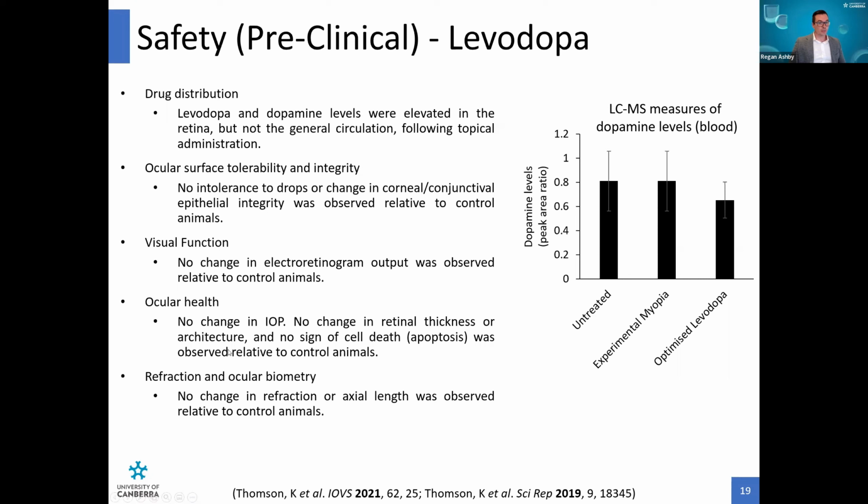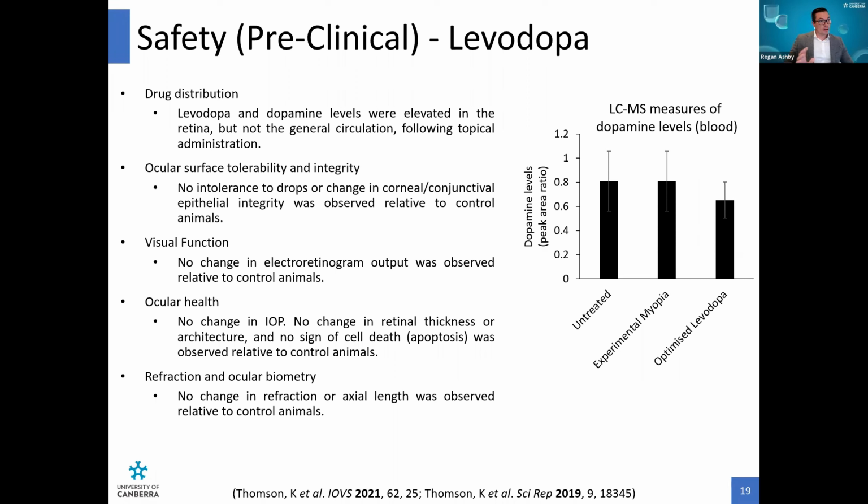There was no change in retinal thickness or architecture. No signs of cell death indicating apoptosis were observed relative to control. And finally, there was no change in refraction or axial length. And this is actually an important point in the field of myopia.